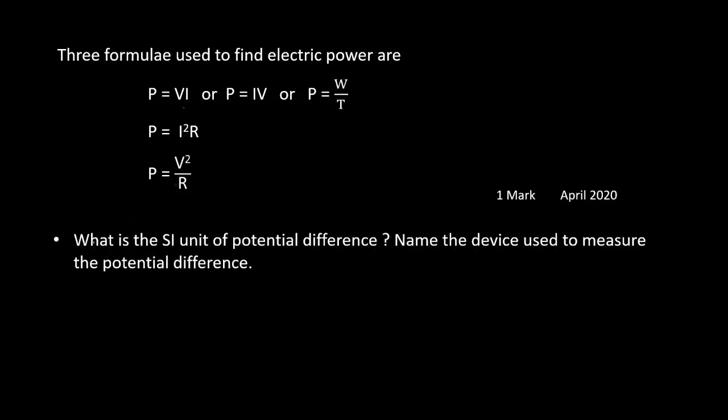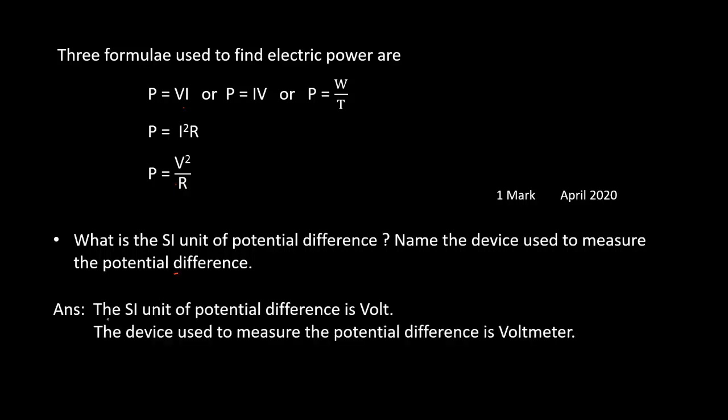Next question is for 1 mark. What is the SI unit of potential difference? Name the device used to measure the potential difference. Answer for this question is, the SI unit of potential difference is volt. The device used to measure the potential difference is voltmeter.